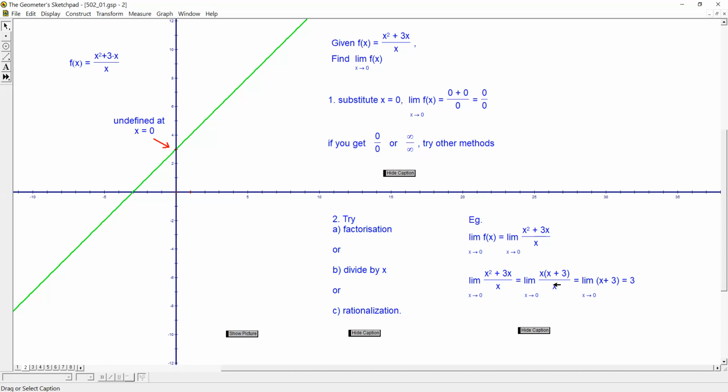Okay. So after factorization, I can cancel the x away. Cancel the x away. Then I have x plus 3. Now you can substitute in the number 0. 0 plus 3 is how much? 3. So the answer for the limit is 3.